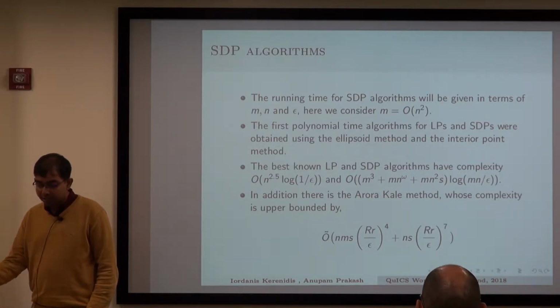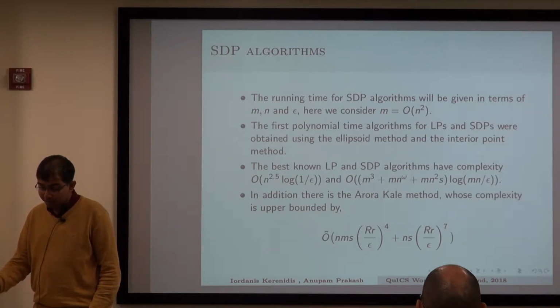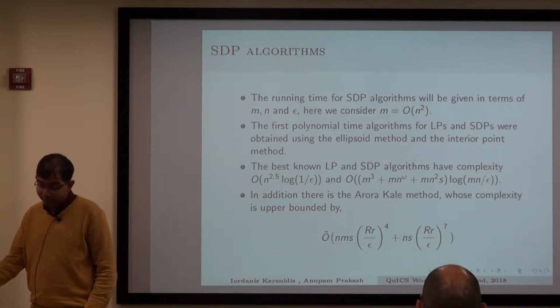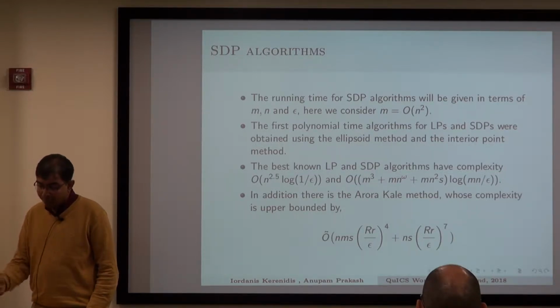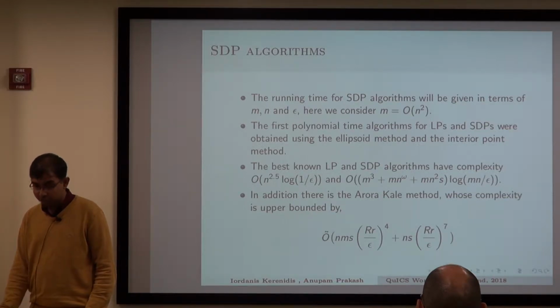So these interior point algorithms have a dependence on the error which scales as log 1 over epsilon. Apart from the interior point methods, there is the first order multiplicative weight based Arora-Kale method for SDP solving. And its complexity can be upper bounded in the classical case by this expression.